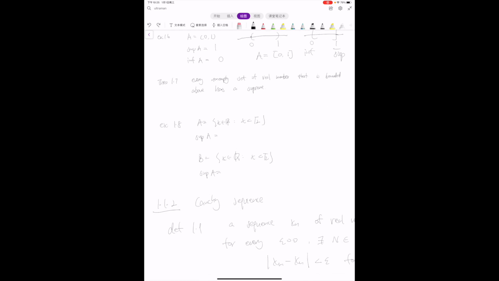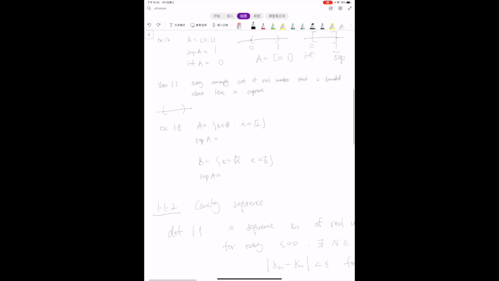Okay, so let's look at another theorem. Every non-empty set of real numbers that is bounded above has a supremum. So we can actually draw it in here. Again, we have a non-empty set, and it is bounded above. So let's just draw in here. This is the upper bound, so we can consider this its boundary, and very obviously it has a supremum in here.